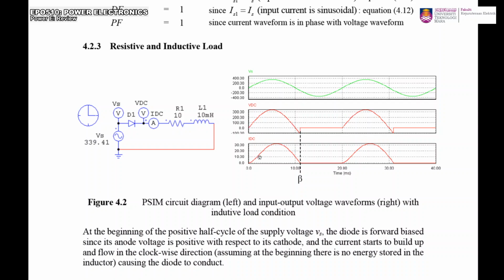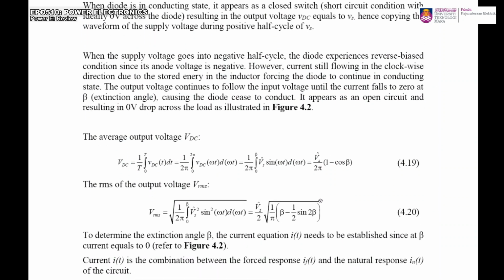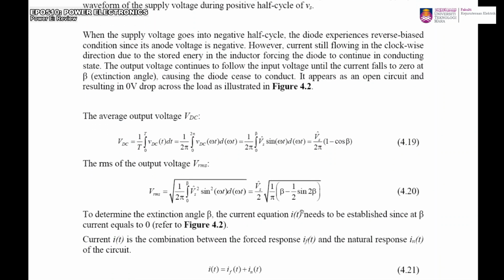So of course you're going to get a different average output voltage, as well as the RMS. I must emphasize that you complete the gap here. There is a missing solution calculation here, so please make sure that you fill in the gaps. Right? Don't just memorize the equation. So the average output voltage will be that.